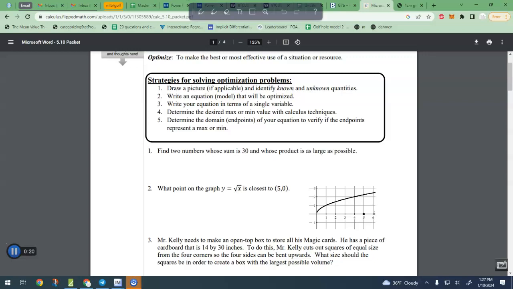So my guess is you guys could look at number one and try some things in your head and probably end up with it. But let's look at how to do it calculus wise. Draw a picture if applicable. There's no real picture for that.